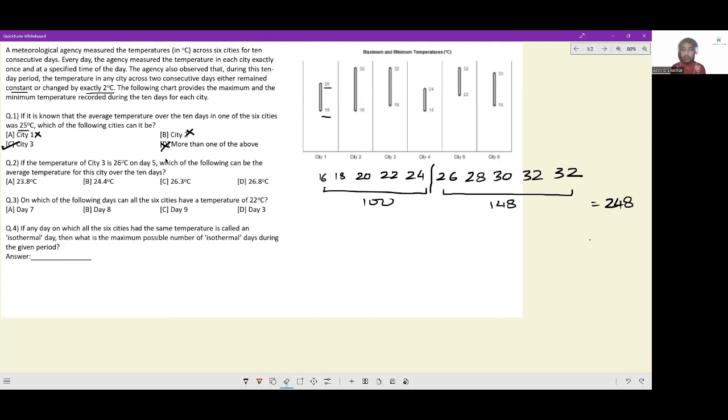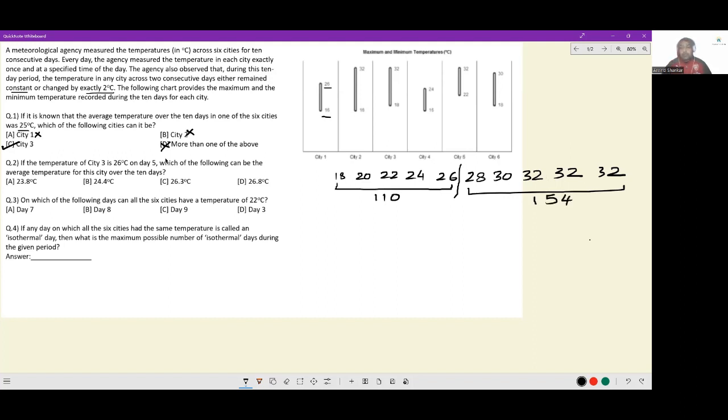In case you are hell-bent on, no, I want to do it the right way, check the mathematical side of it. You can go ahead and do it this way. Day 1, day 2, day 3, day 4, day 5, day 6, day 7, day 8, day 9, and one final day 10. This time for the first 5 days, the summation will be 110. And for the last 5 days, it is going to be 90 plus 64, so 154. So if you add it all up, you'll get 264.